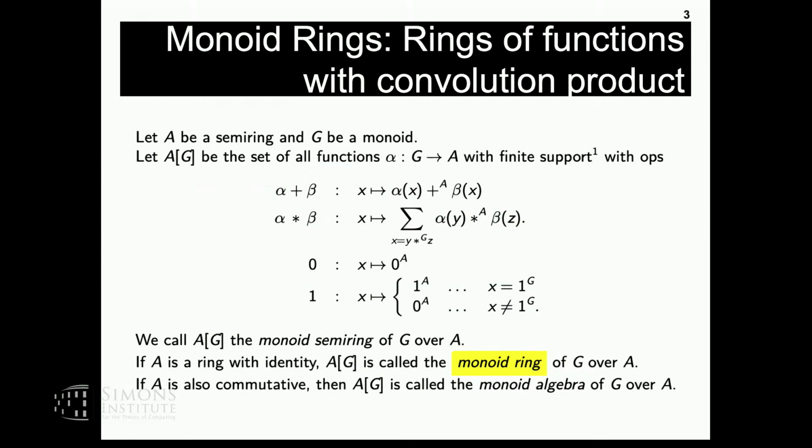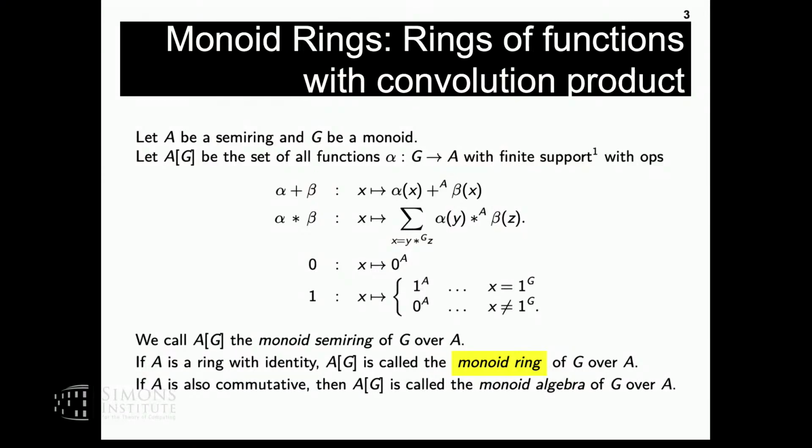So here's a key tool, monoid semi-rings or rings, right? So let's assume we've got a semi-ring or ring A and a monoid G, okay? And I'm defining finite support functions. That means functions where only finitely many elements map to something other than 0, the 0 of the semi-ring A, okay? And I define the operations in this way.